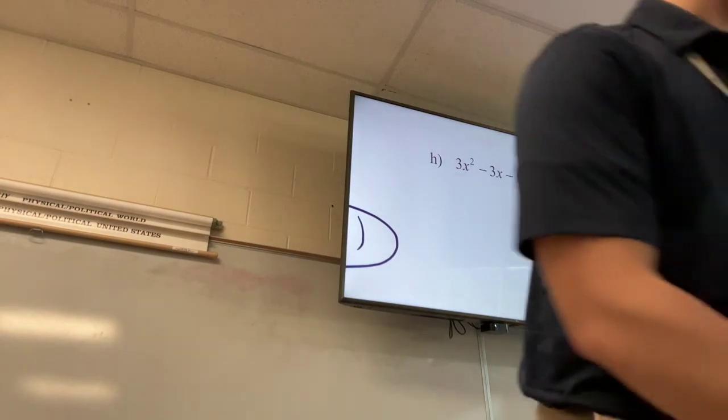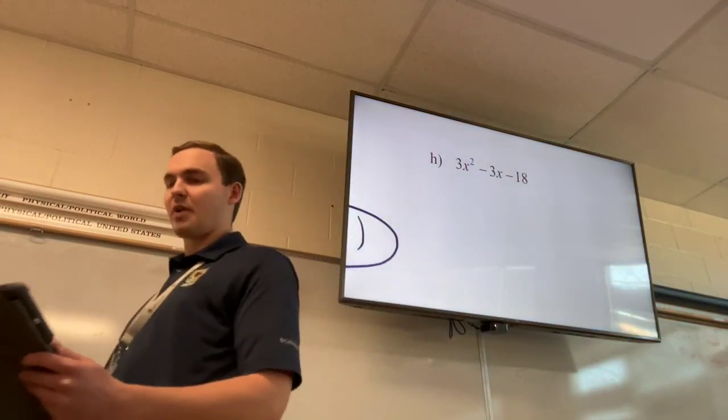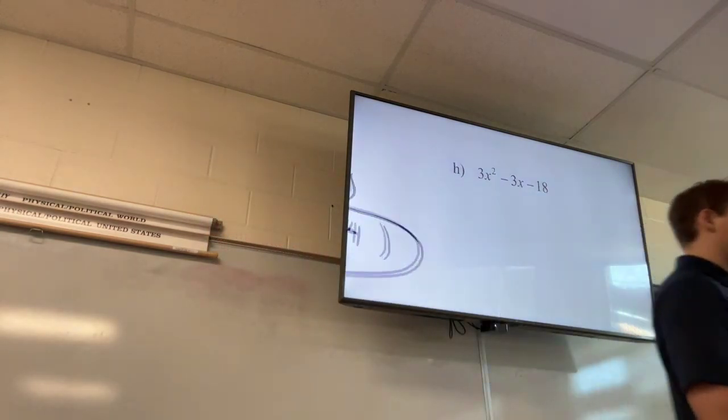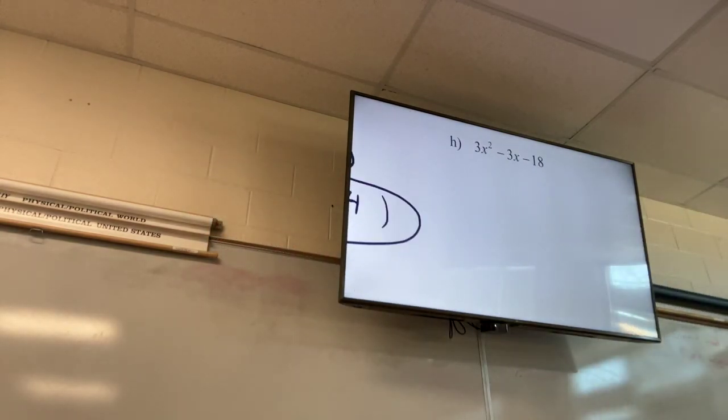All right, 12:45. Sheldon Gatlin, do part H for me, please. What do I do first? GCF. What's my GCF here? 3. Pull out a 3. Now what do I do? Both get minuses. If they're the same sign, I do 2 factors of the constant that add up to the x coefficient. So what do I need here, Sheldon? I need 2 factors of 6 that add up to 1, right?